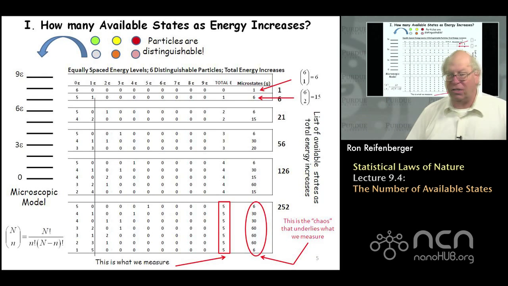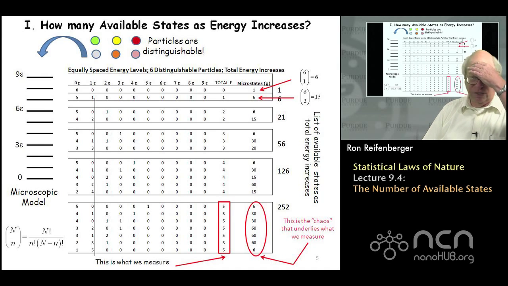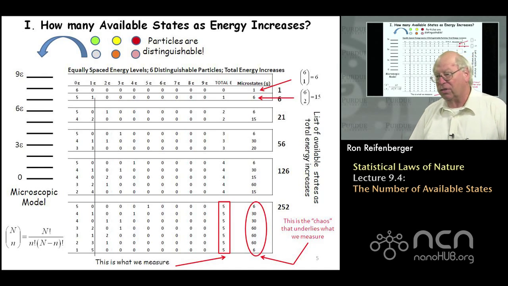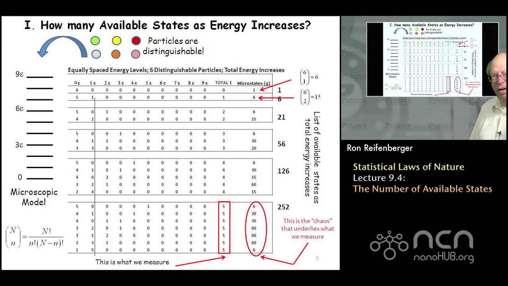So the first question is, how many states are there as the energy of the system increases? And so to try to walk you through this problem, I've constructed a table. And the table attempts to list all the different microstates that are possible for different total energies, capital E. So, for instance, if I say that the total energy of the system is 0, right, that means that all the particles have to be in my lowest energy state, which has an energy of 0. So I indicate that here.